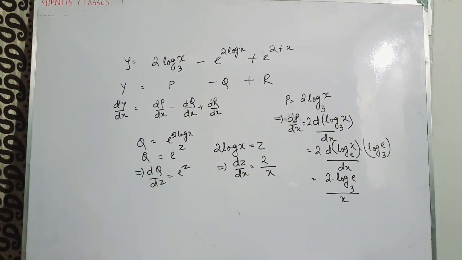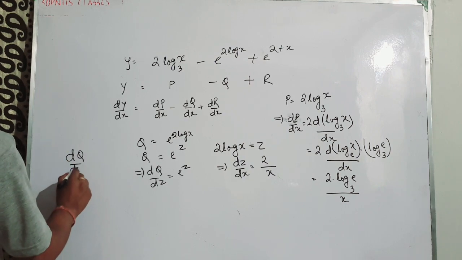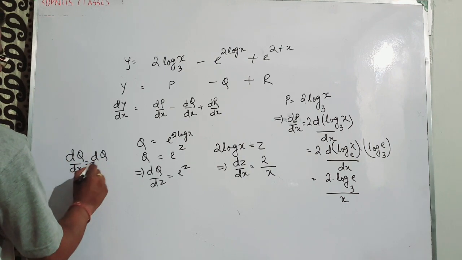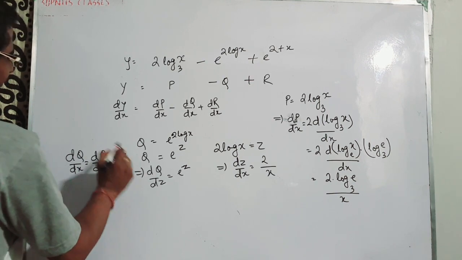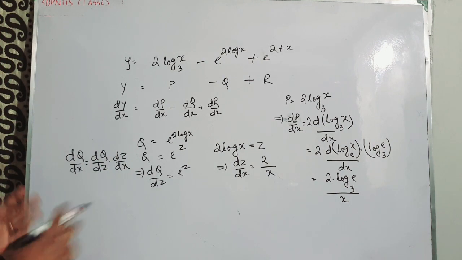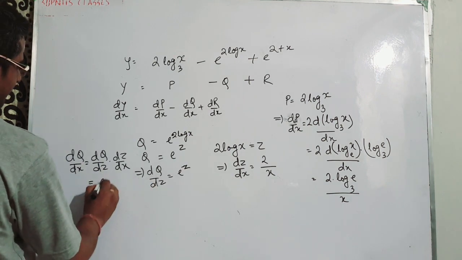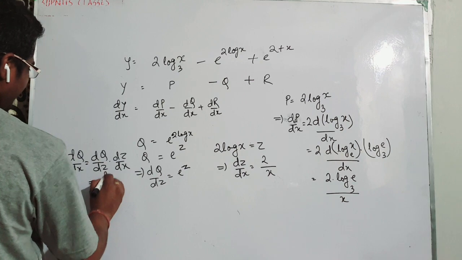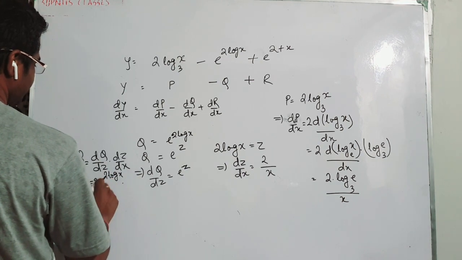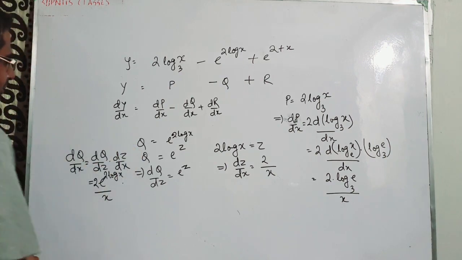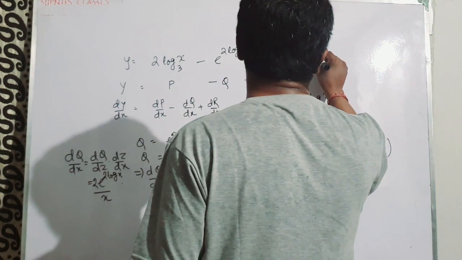Clear? So now I need dq/dx. What does that mean? Can't it be written like this, dq/dz into dz/dx? Splitting it, nothing else, substitution. So dq/dz is e to the power z, that is e to the power 2 log x, into 2 by x. ठीक, q निकल गया.